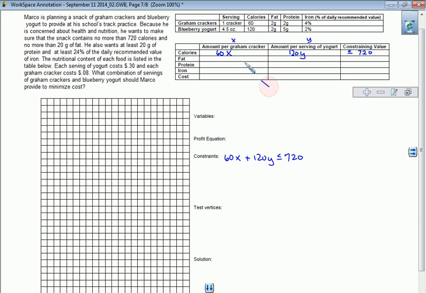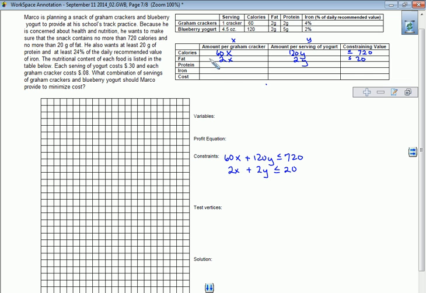All right, talk to me about fat. 2 grams. Okay, 2 and 2, and greater than or less than? Less than or equal to 20. So that's my second constraint: 2X plus 2Y is less than or equal to 20.